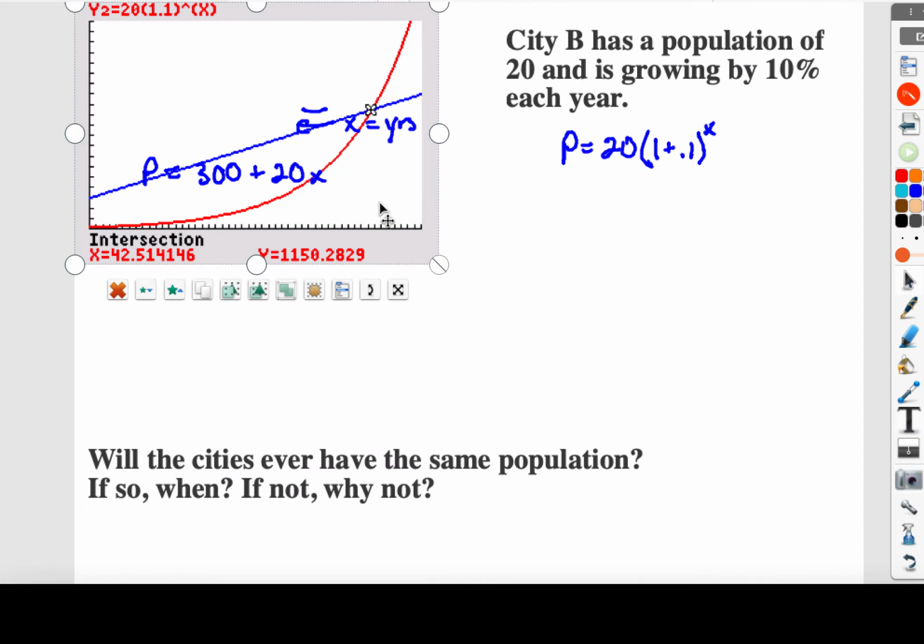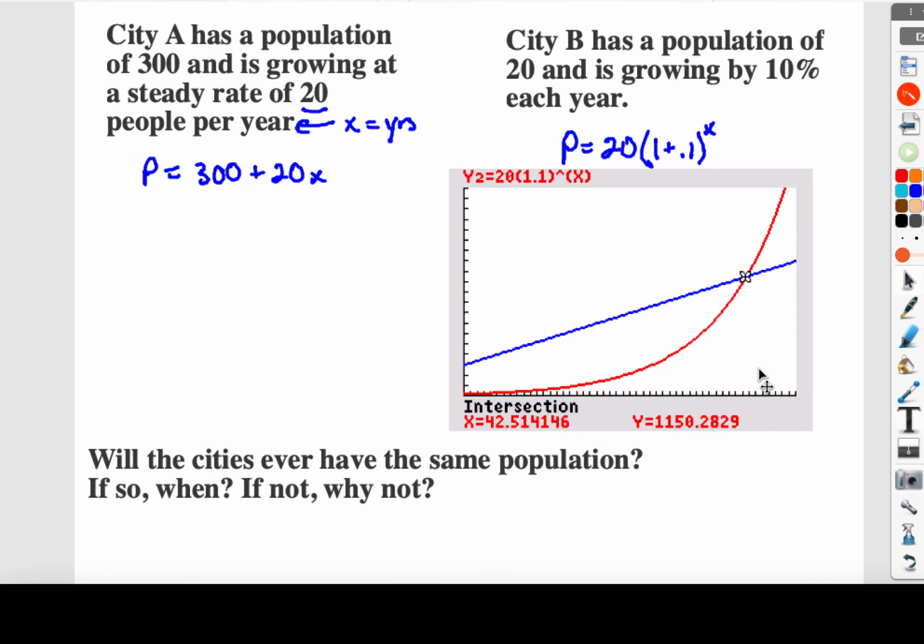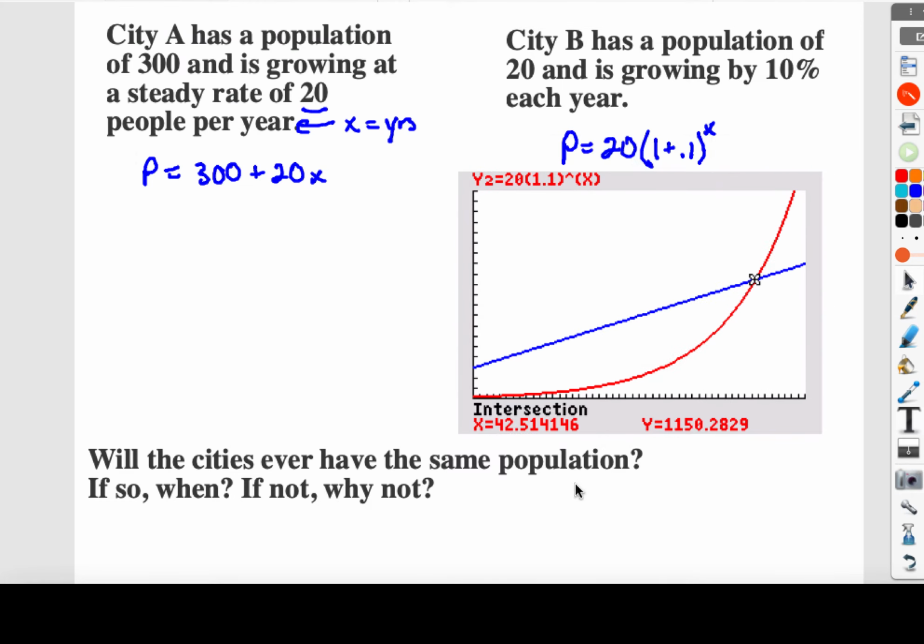We'll put that on our screen. Whenever you're solving by graphing, we definitely want to show our work. But it looks like, will the cities ever have the same population? I would definitely say yes, they will. And it looks like, again, the intersection, if so, when, well, x, remember, was our number of years.